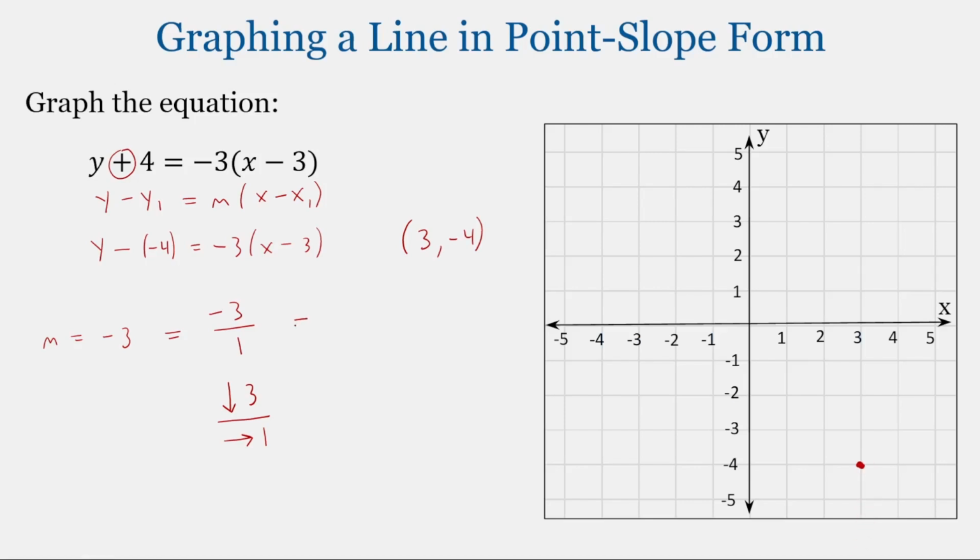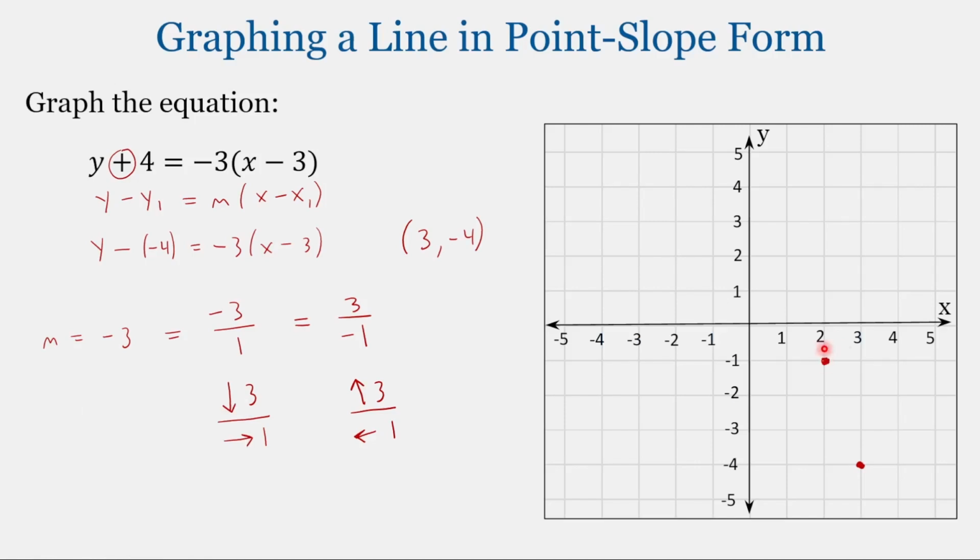We can also write negative 3 as positive 3 all over negative 1. Both of these fractions are the same as negative 3. So in this case, we're going to go up 3 and to the left 1. The negative direction is to the left. So starting at our starting point, we'll go up 3 to the left 1.